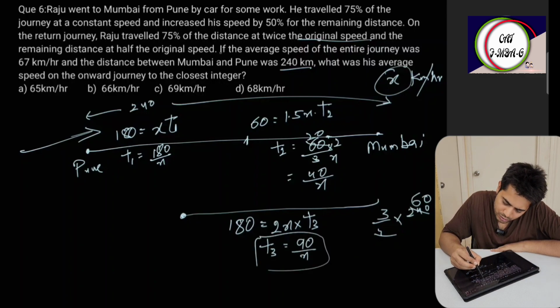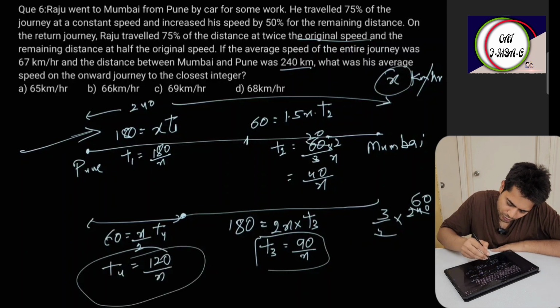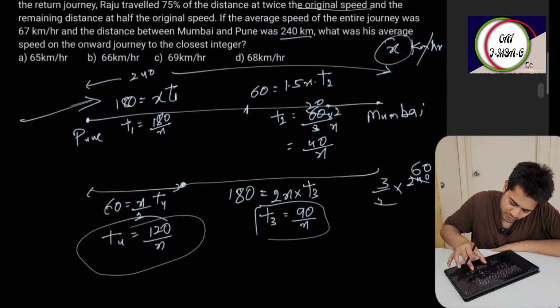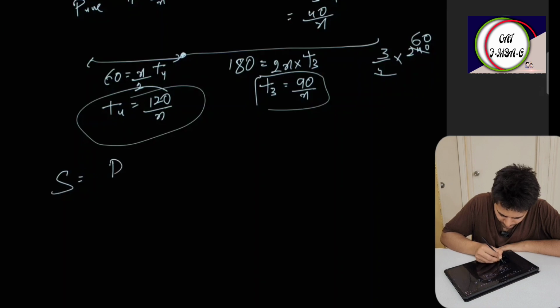Now the remaining distance at half of the original speed. So t4 is equal to 120 by x. The average speed of the entire journey was 67 kilometers per hour. So speed is equal to distance upon time.